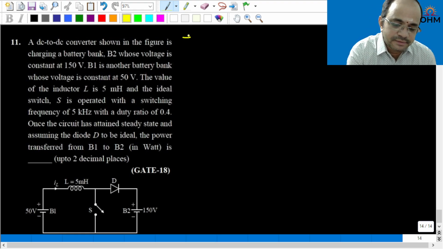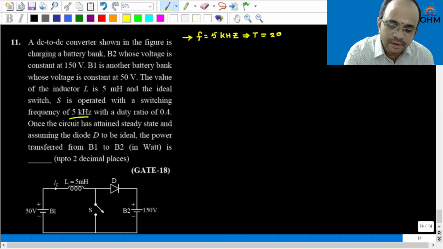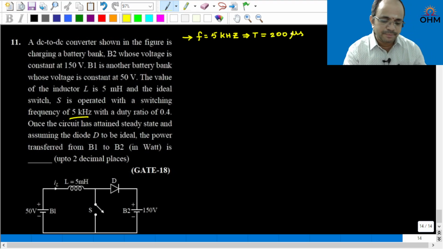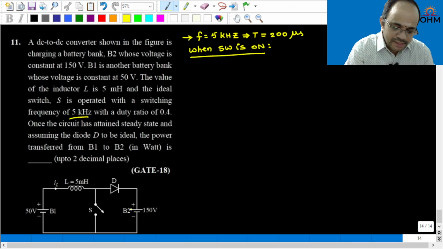Now, in this case, the switching frequency is given as 5 kilohertz. Therefore, what is the cycle time? Let me calculate. 1 by 5000, that is 200 microsecond. This is the first thing. 200 microsecond, just keep it like that. Now, when the switch is on, by the way, what is this circuit here? This circuit is a boost converter.